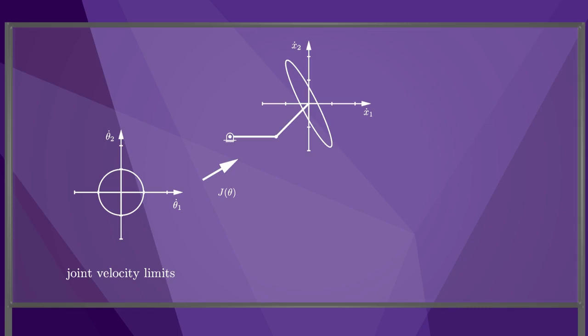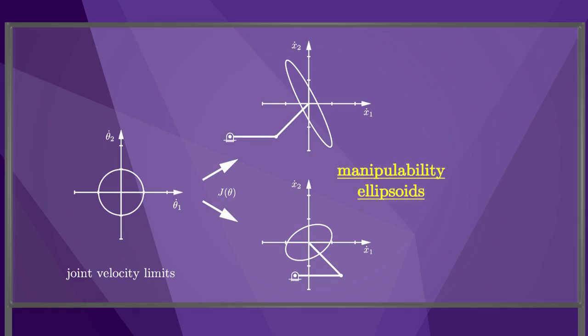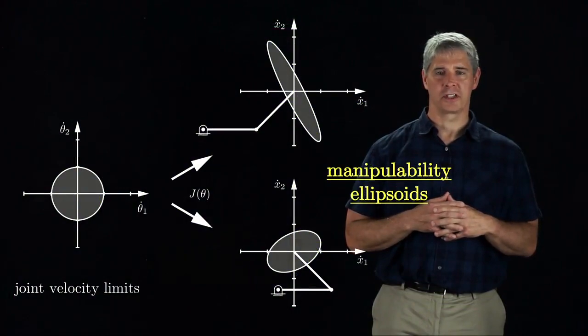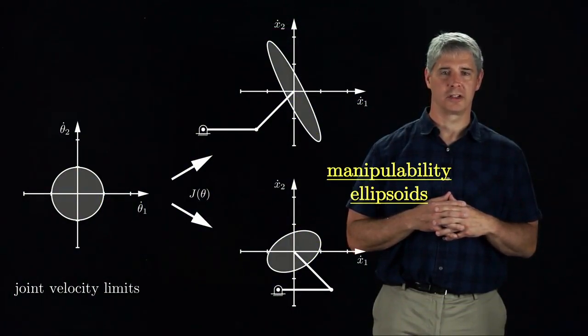If the robot is at a different configuration, however, the ellipsoid can look very different. We call these ellipsoids manipulability ellipsoids. If the 2R robot is at a singularity, the ellipse collapses to a line segment. The Jacobian also relates forces at the end effector to forces and torques at the joints.